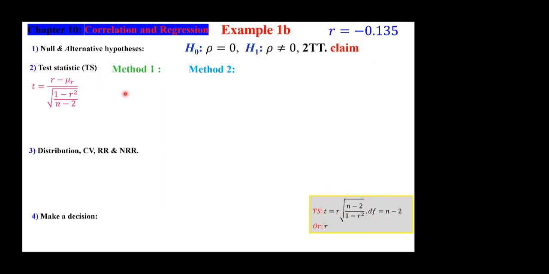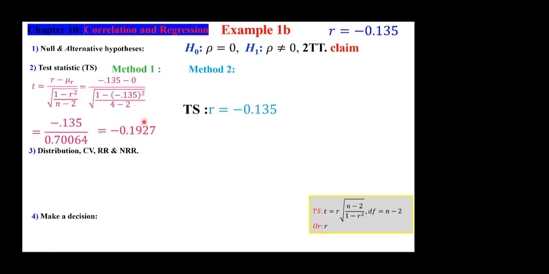Let's plug in. Basically, all you have to do is plug in the value of r, which was calculated on the previous page. Obviously, n was 4, so 4 minus 2, and do the math. This is the test statistic if we use the first method, which uses the t-test. For the second method, just the value of r is considered to be the test statistic.